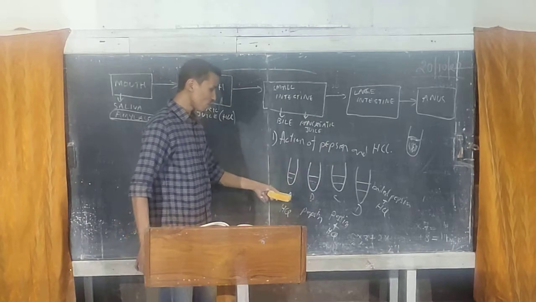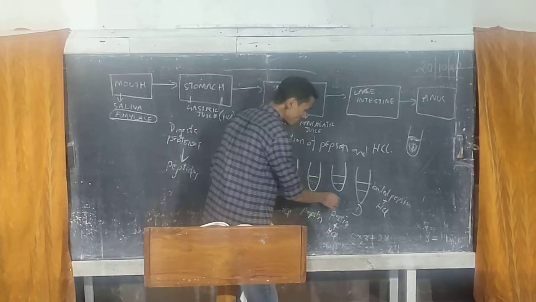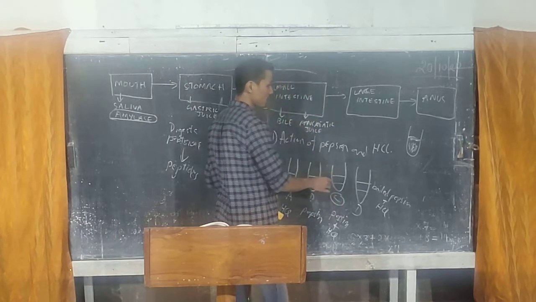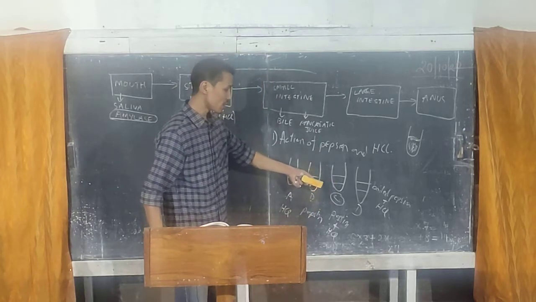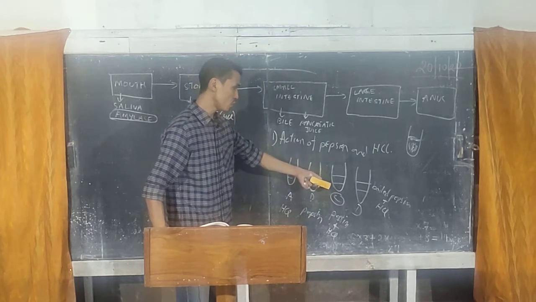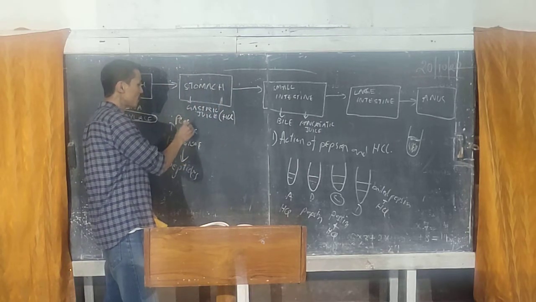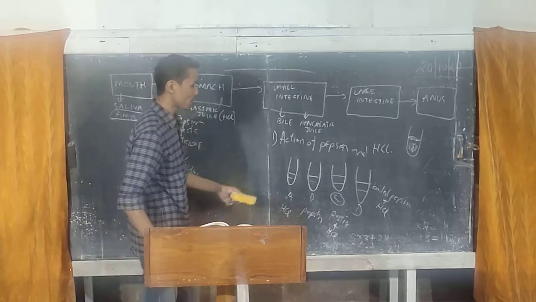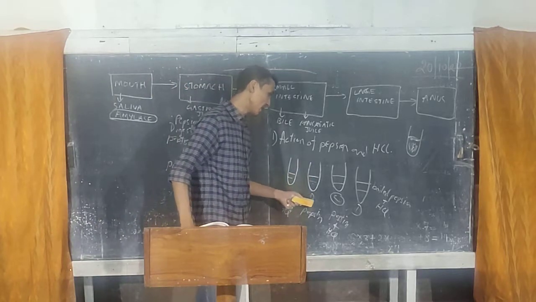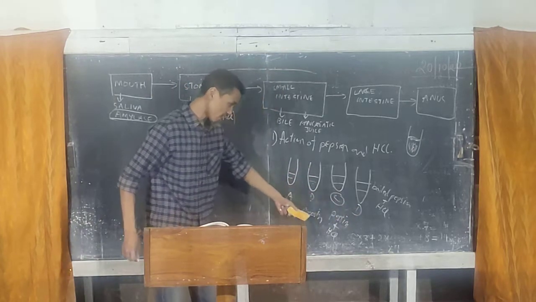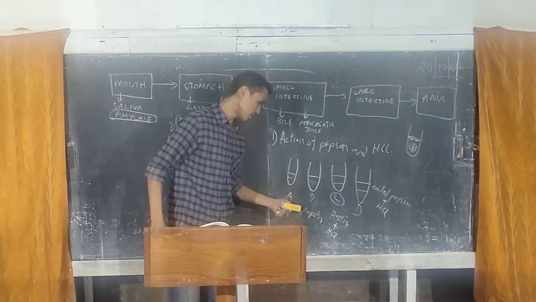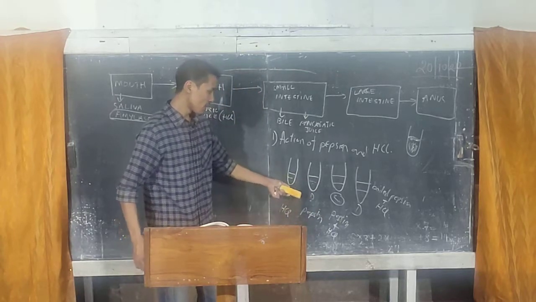Now, out of these 4 test tubes, only in test tube C, the cloudy white appearance disappears. That means the protein is being digested by pepsin, but not in the other 3 test tubes, that is A, B and D. Now you might be asking, in B we have added pepsin, so why no digestion?